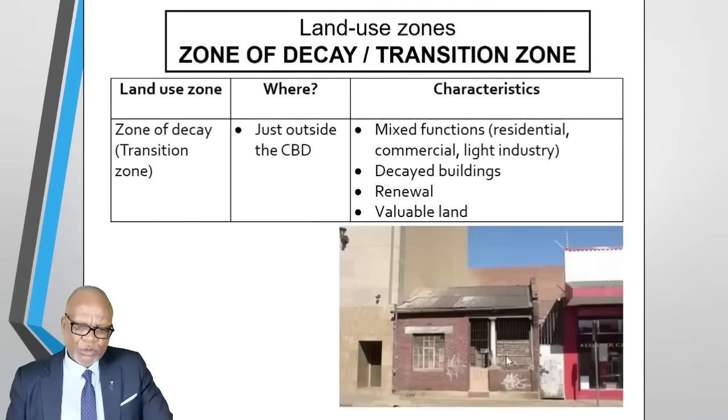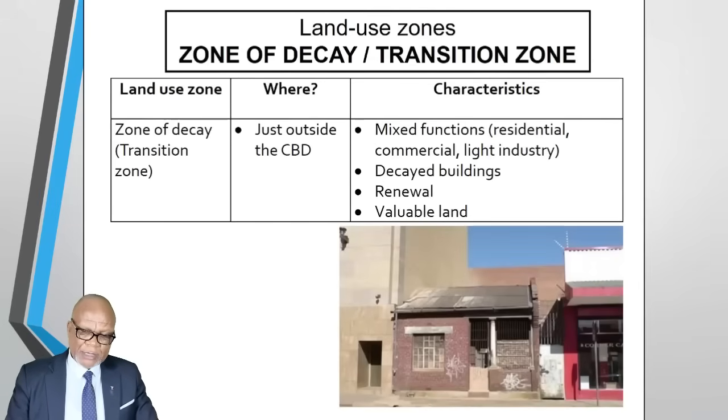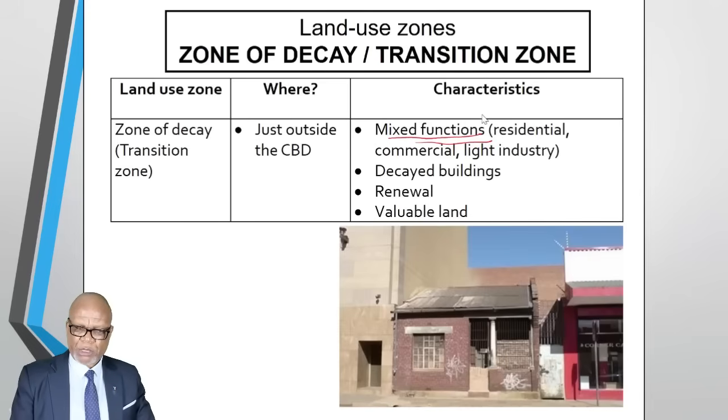Now we have another land use zone that we call a zone of decay or transition zone. So a transition zone is an area that you are going to find outside the CBD. Where is it found? Just outside the CBD. What you must know is that it has mixed function. What do you mean by mixed functions?